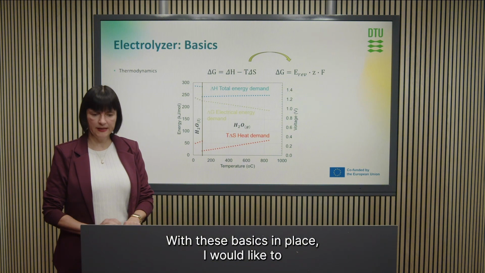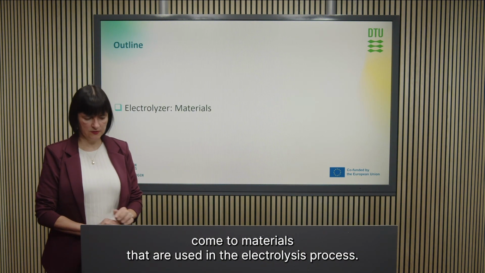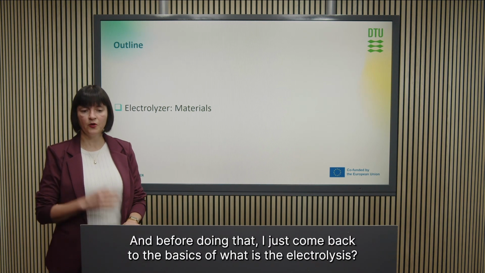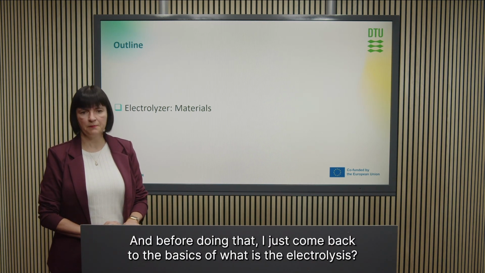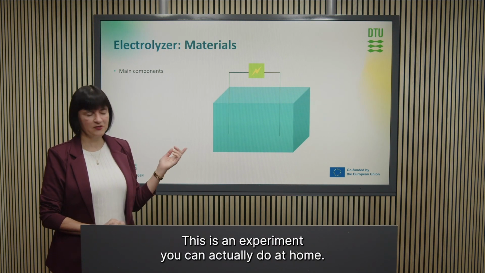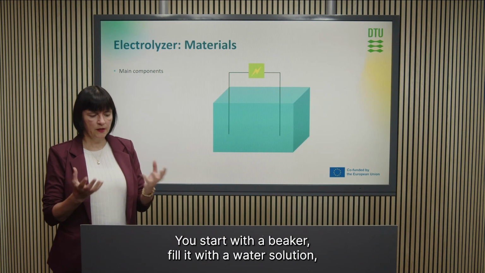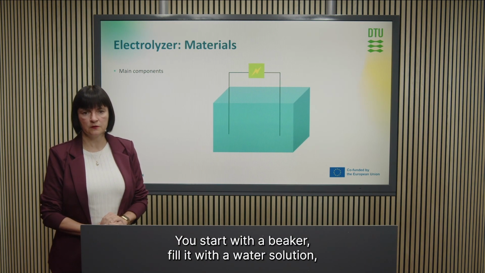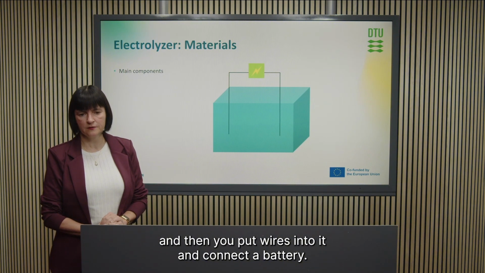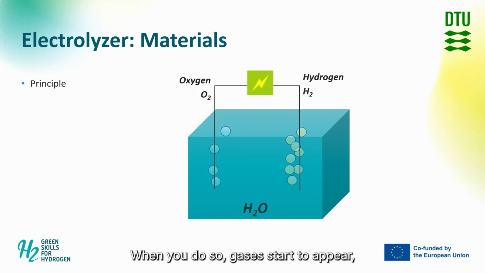With these basics in place, I would like to come to materials that are used in the electrolysis process. And before doing that, I just come back to the basics. What is the electrolysis? This is an experiment you can actually do at home. You start with a beaker, fill it with a water solution, and then you put wires into it and connect a battery. When you do so, gases start to appear, oxygen on one wire and hydrogen on the other.